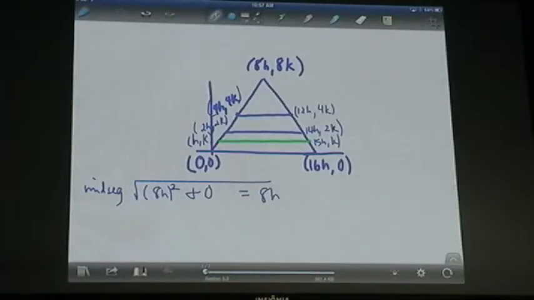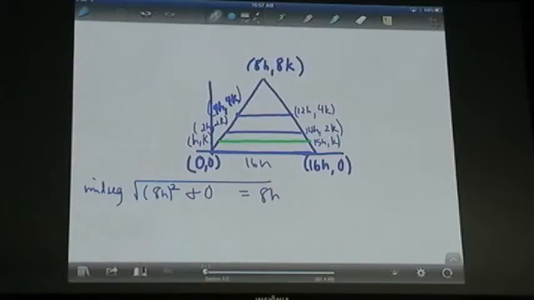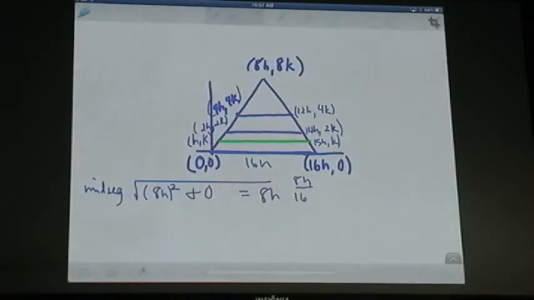Okay, so the length of the first one was 16h. This is the third side, 16h, and this one's half of that. So 8h divided by 16h is 1/2.